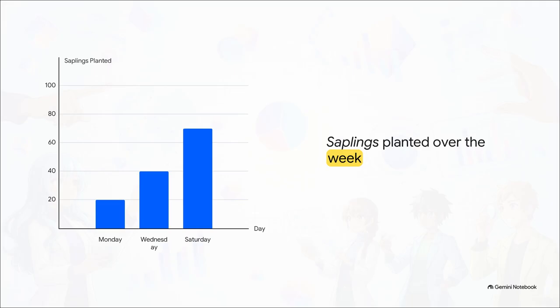Just by quickly glancing at the heights of these colorful bars, you can instantly see that Saturday and Sunday were by far the busiest planting days, just towering over the rest of the week. You literally don't even need to read the numbers to get the main story.